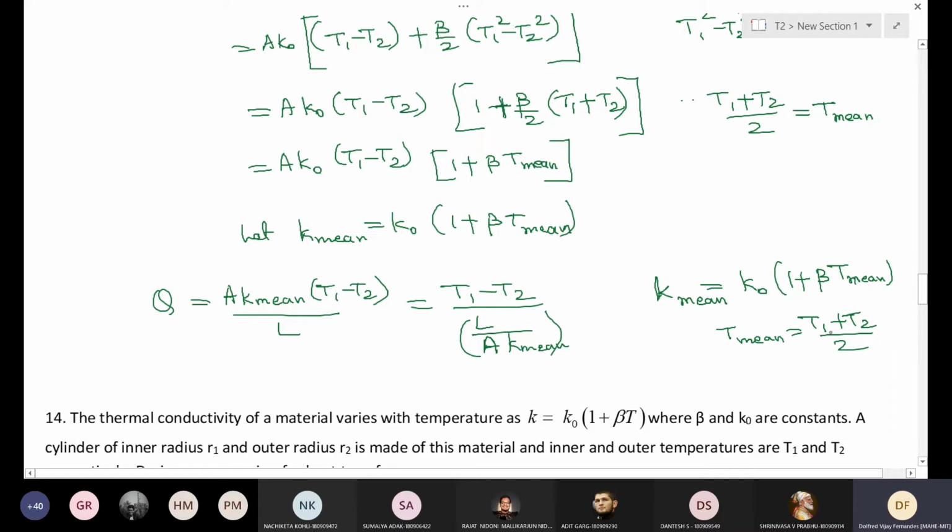So this will work for only the linear profile. Linear profile it will come like this, but if it is a non-linear profile, we are assuming, then we cannot simplify to this level. But in the course we are usually considering the linear profile, so it's an advantage for us.